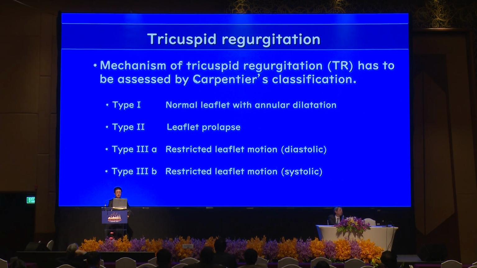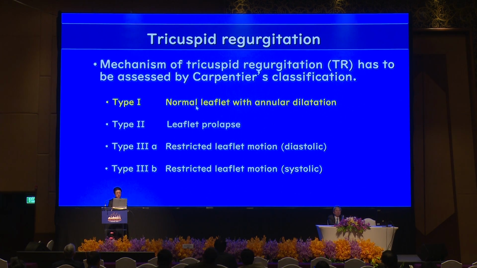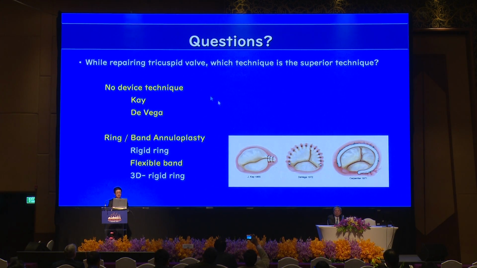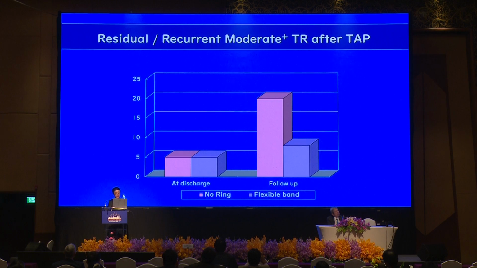The mechanism of tricuspid regurgitation has to be assessed by the Carpentier classification, same as the mitral valve. We first talk about type 1 treatment. There are several ways to treat type 1 tricuspid regurgitation: suture techniques like Kay or De Vega, or ring or band annuloplasty using a rigid ring, flexible band, or 3D rigid ring.